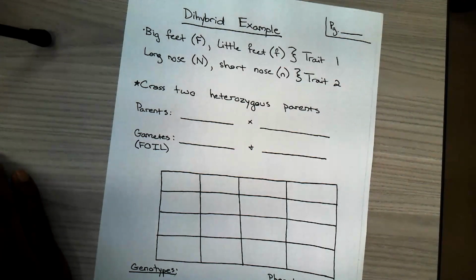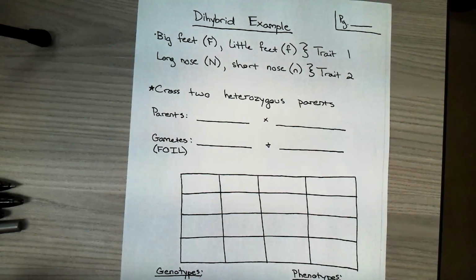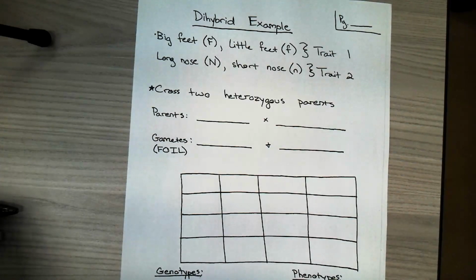Yeah, Punnett squares, Punnett squares, Punnett squares. Back at it again. So, as promised, I told you I was going to come back with a dihybrid example, and I'm a man of my word. We are going to do just that.